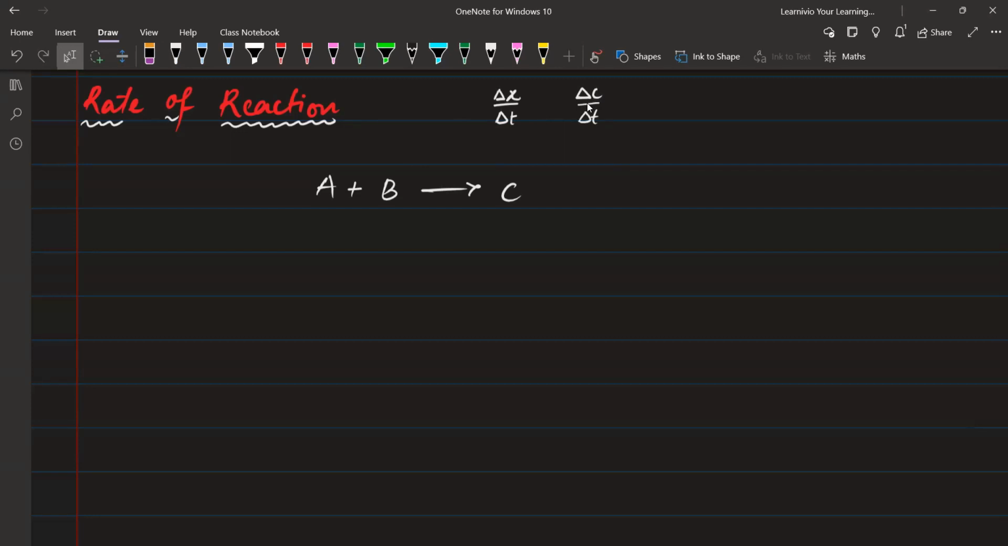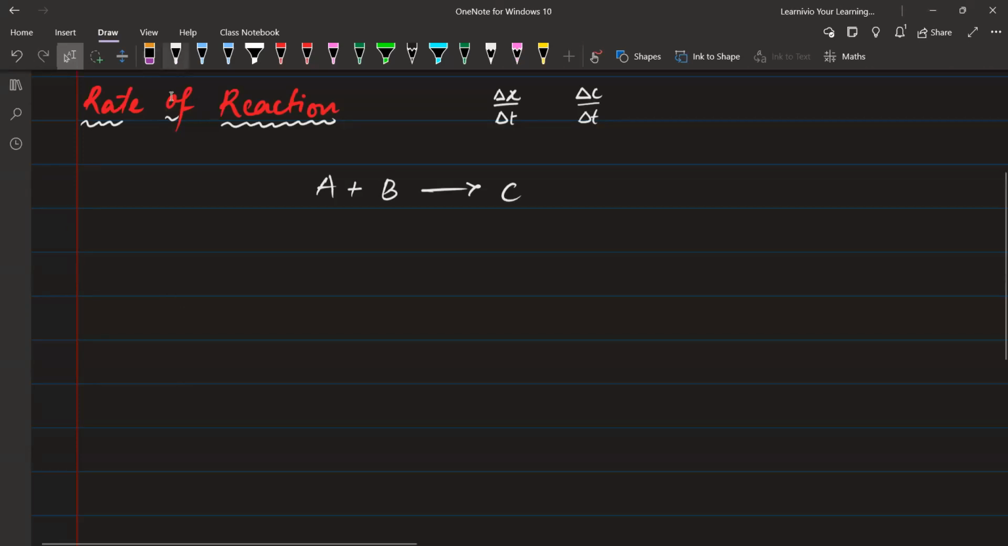Tell me, guys, what will happen? As the time passes on, the concentration of reactant, it will increase or it will decrease? What do you think? It will decrease. Correct. And what will happen to the product? It will increase. It is going to increase.